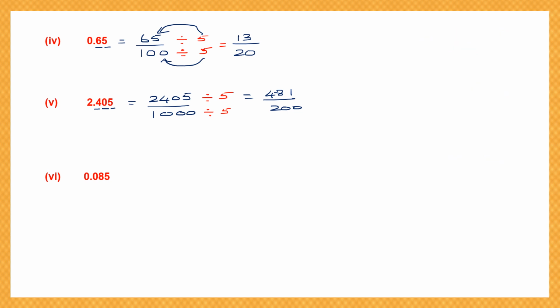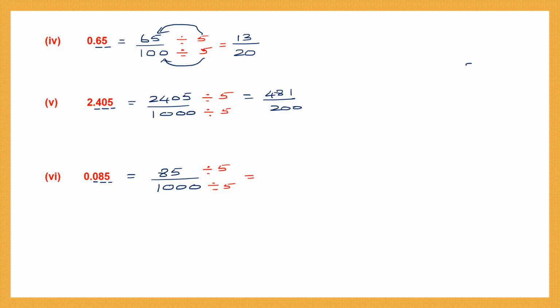Now our sixth question is 0.085. Remove the point, you just get 85. And in the denominator, we have 1 followed by 1, 2, 3 zeros, that's 1000. So what is our fraction? 85 by 1000. Let's divide both by 5 again. Both are divisible by 5. And let's see what we get.